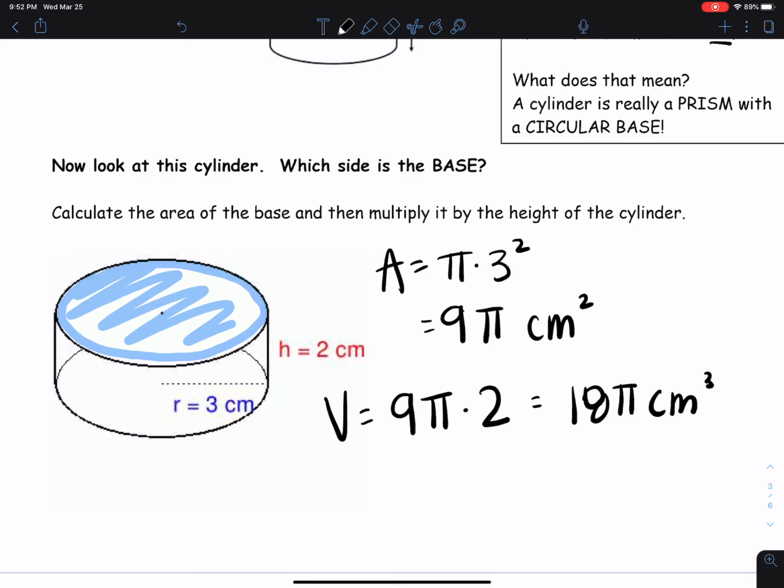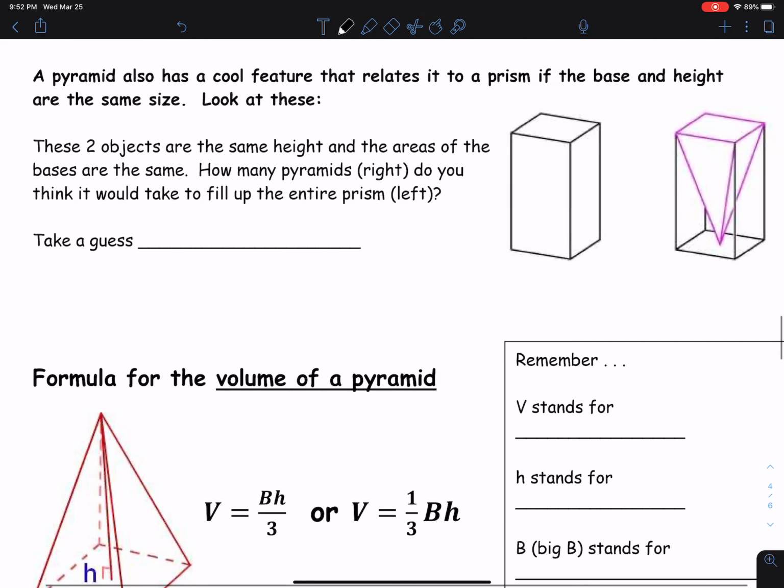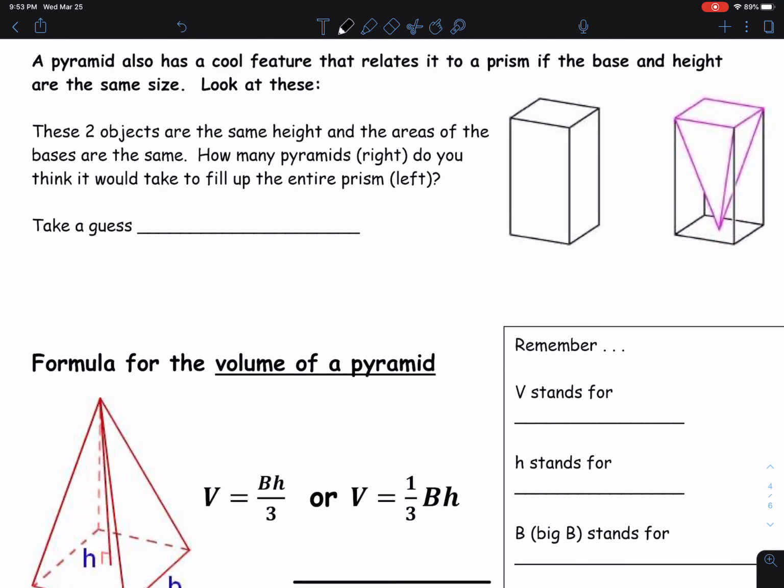Okay, now the next one is a pyramid. So we just talked about how to find the volume of a pyramid like this. This would be the base, and then this would be the height. So this pyramid specifically has the same base, the same area of the base, and the same height, but it doesn't fill up this whole container, right? It's just like part of it.